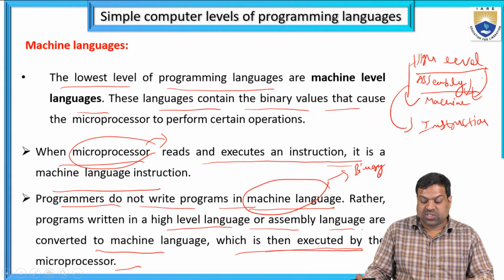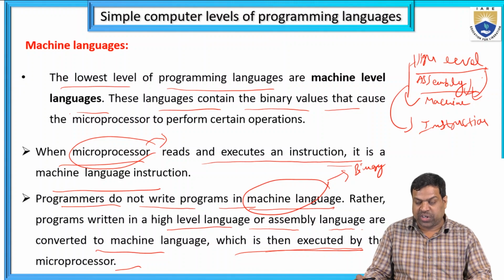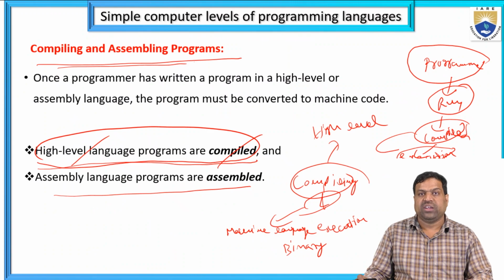So machine languages are the language the system or computer understands. The lowest level of programming languages are the machine languages. These languages are binary values that cause the microprocessor to perform certain operations, when the microprocessor reads and executes the instruction in machine language. High level languages are converted to machine language through the executable file, by compiling and assembling the programs.